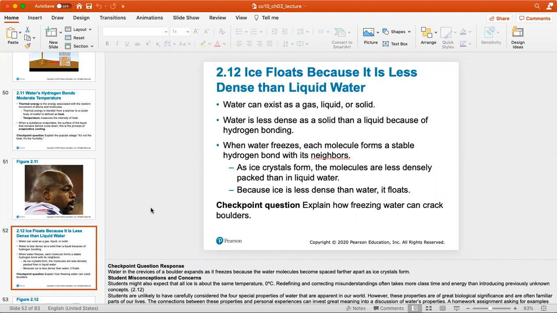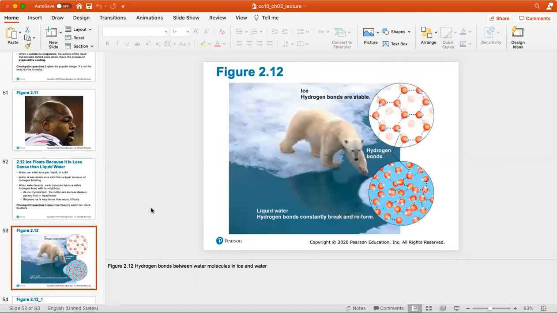Explain how freezing water can crack boulders. If freezing water gets stuck within the cracks of a big rock, that freezing water will expand and cause the boulder or the rock to crack. This is a look at hydrogen bonds between water molecules in ice and water. In ice, the hydrogen bonds are extremely stable, and you can see that here. In liquid water, the hydrogen bonds constantly break and reform. So that's what causes water to exist as a liquid, and then as ice below freezing point.